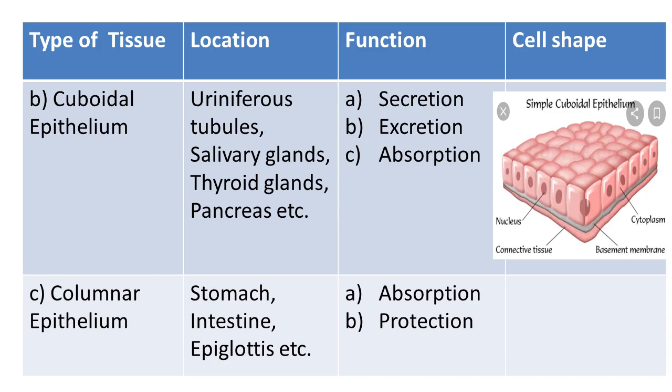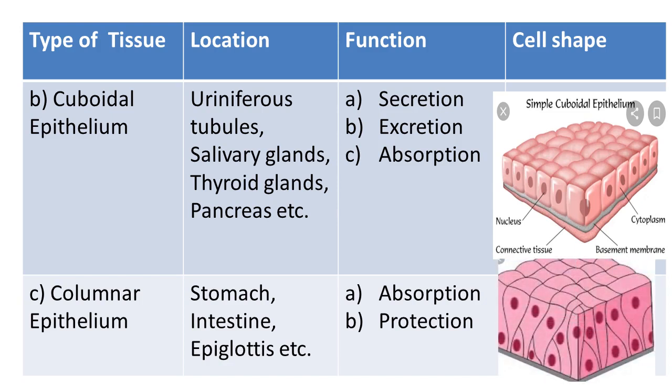Another type of epithelial tissue is columnar epithelial cells. Columnar, as the name indicates, is column shaped. Column in the sense of pillar shape, like tall cells. You can see the image here, which shows taller cells. They are pillar-like cells. That's why they are called columnar epithelial cells, and they are present in the stomach, intestine, epiglottis, etc. They also help in absorption and protection.